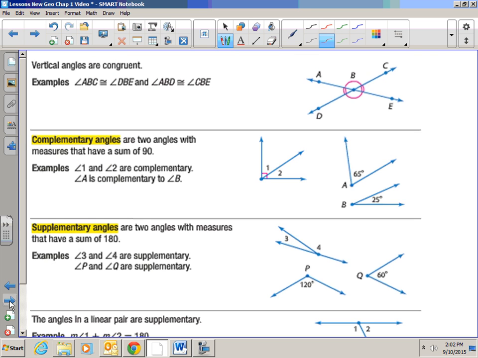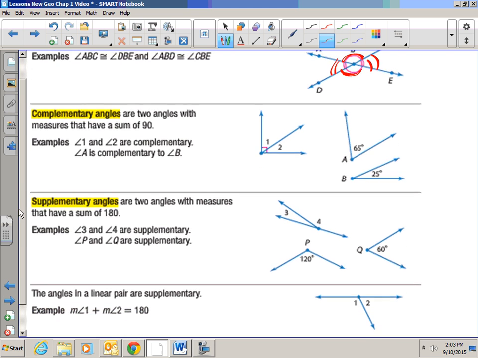One thing you do need to know about vertical angles: they are always congruent to each other, which means they are equal. They have the same measure. So these two angles right here are equal because they're vertical, and these two angles right here are also equal. They are congruent because they are vertical.